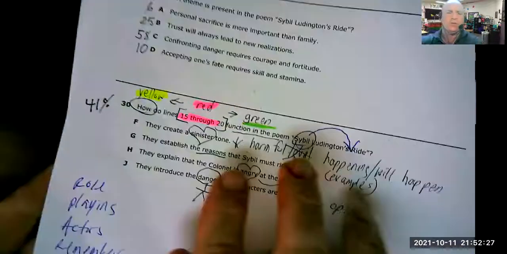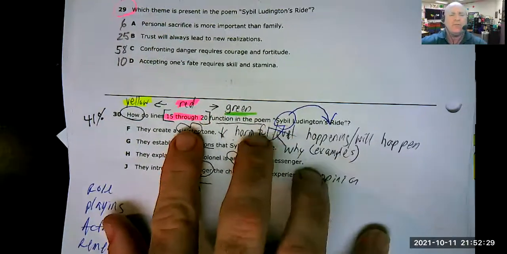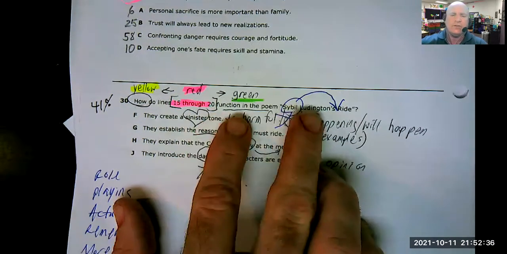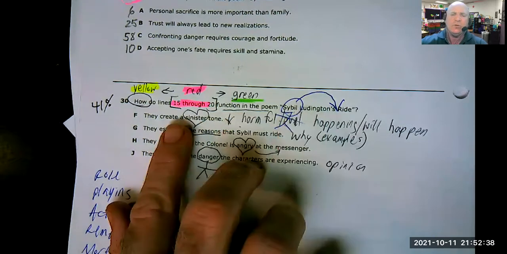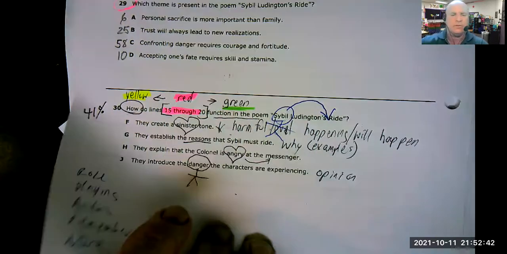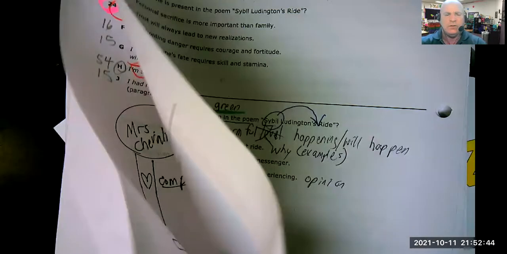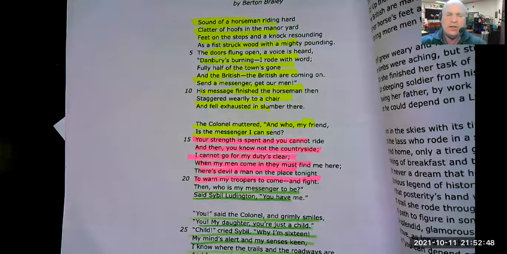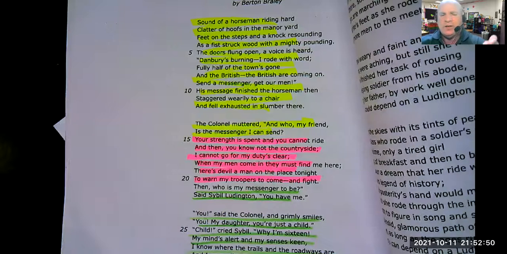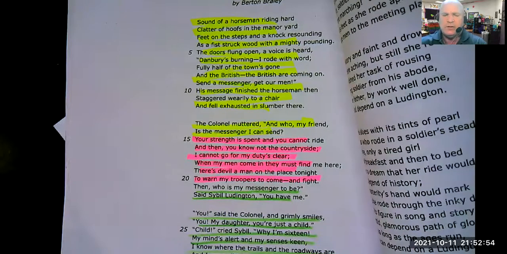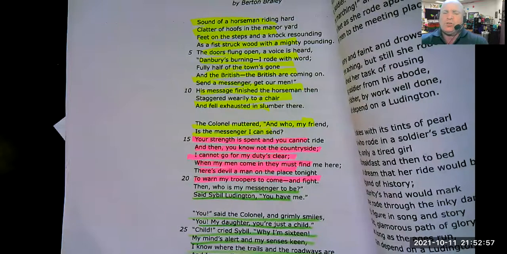So the question said, how do lines 15 through 20 function in Sybil Ludington's ride? Well, they create a sinister tone. Well, that was the colonel saying to the messenger he can't do it, and neither can he. There's nothing sinister about that. It's more despair, confusion, discouragement.